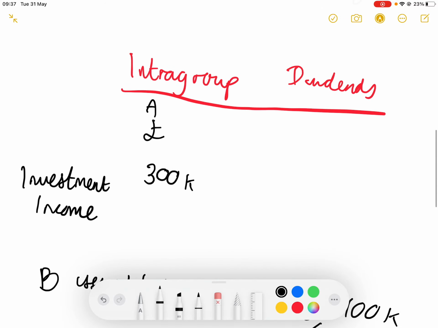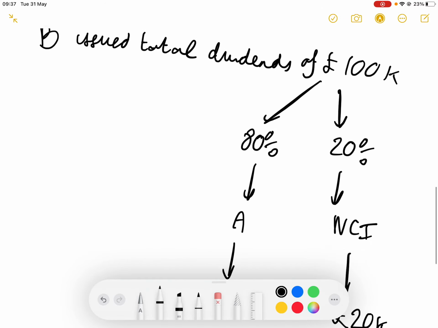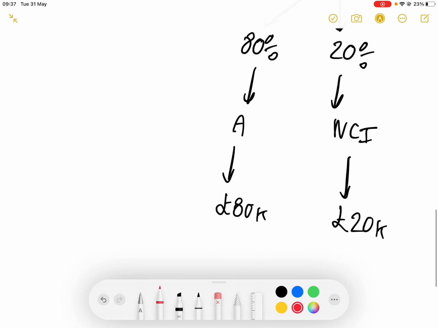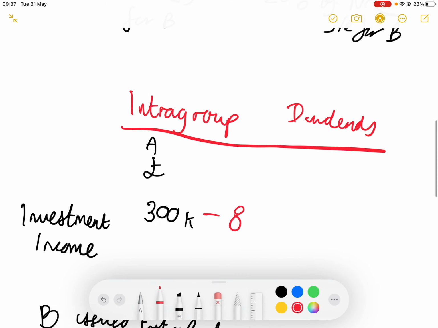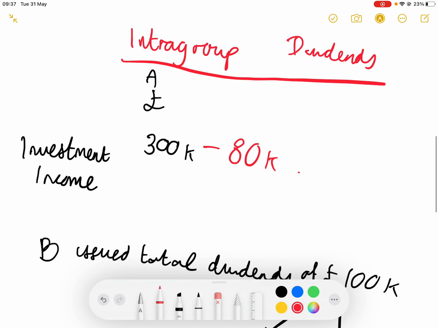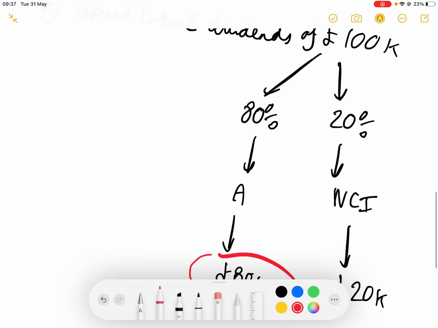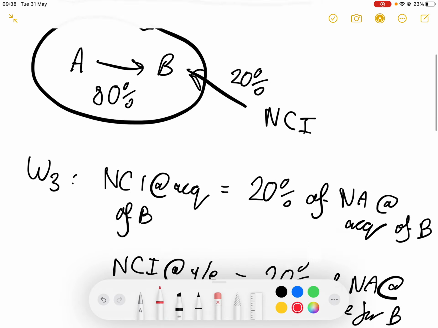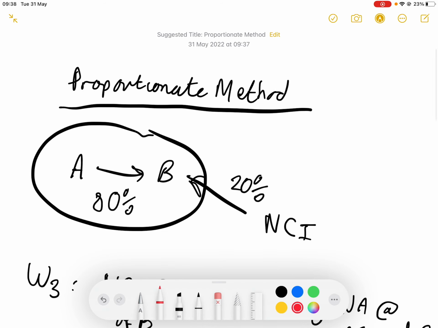So how much do we reduce the investment income by? Well, it's going to be the 80k. Okay, so minus 80k. Please don't do minus 100k, which some people might do. Think about where the 80k is being paid to. And I want to point out as well, non-controlling investors are not part of the group. So as you can see here, A and B are within the circle of trust, and NCI is sitting outside, like Ben Stiller in Meet the Fockers.